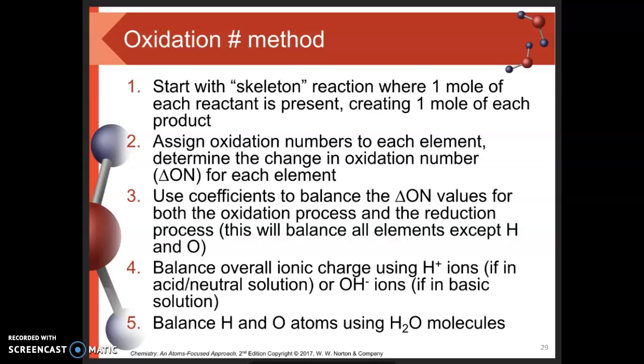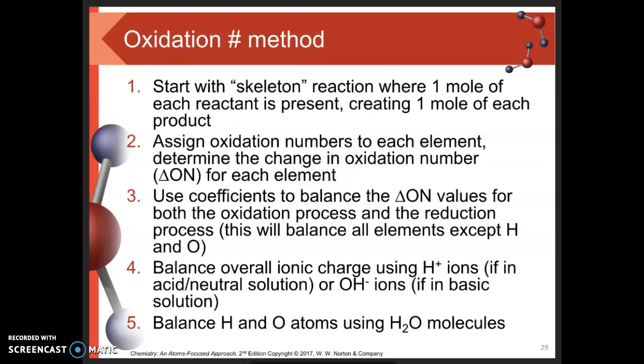But for the oxidation number method, we start with the skeleton reaction. The skeleton reaction is real simple. I've got 1 mole of each reactant, and I've got 1 mole of each product. I'm starting with the simplest reaction that I can. What I'm going to do next is assign oxidation numbers to every element in every compound, and I'm going to use those oxidation numbers to identify the change in oxidation number for each element.